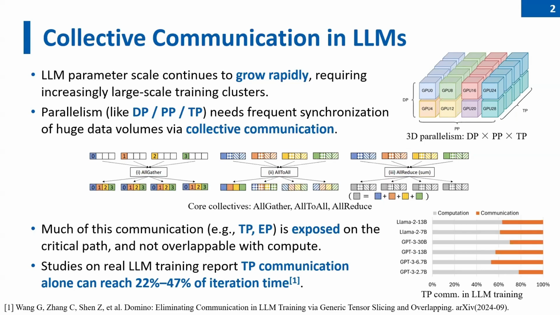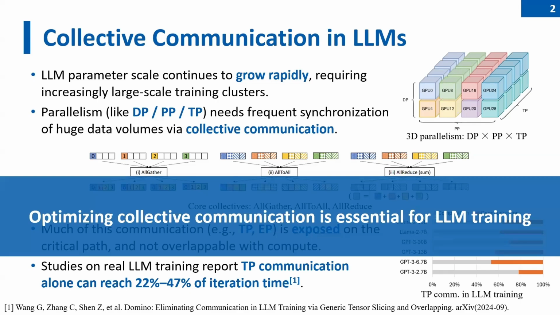Some of this communication, such as data parallelism, can be overlapped with computation. But much of this communication, such as TP or EP, the expert parallelism, is exposed on the critical path and not overlappable with compute. Studies on real LLM training report the TP communication can reach 22 to 47% of iteration time. So optimizing collective communication is essential for LLM training.